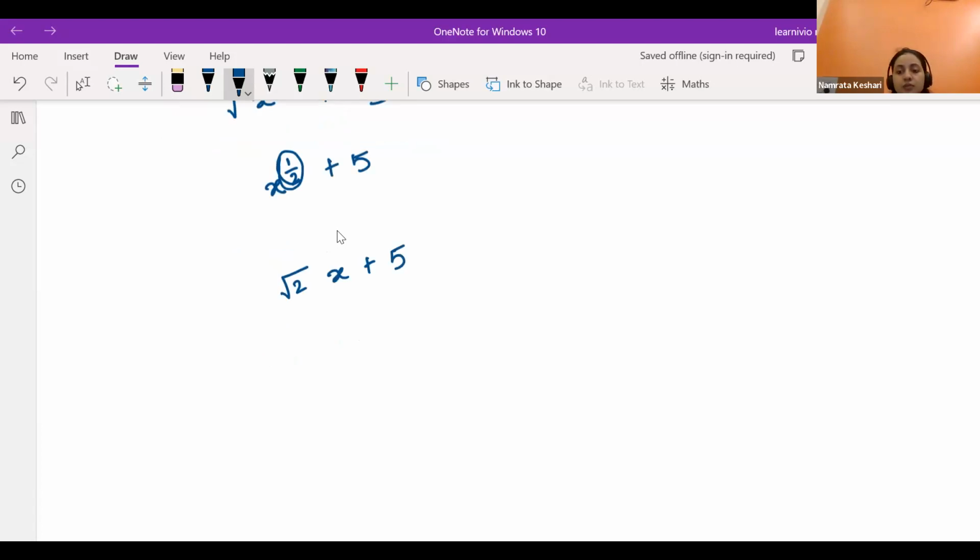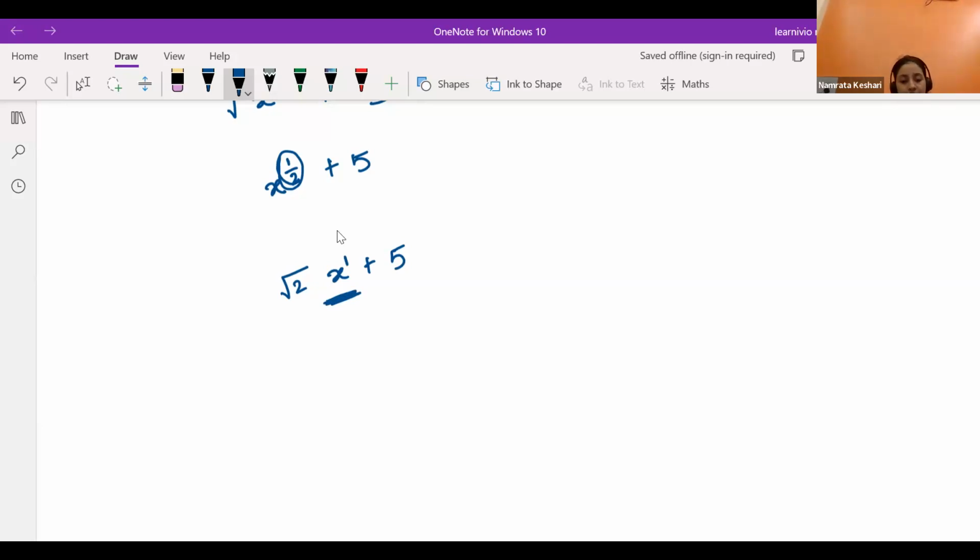Is it a polynomial? Yes, ma'am, this one is a polynomial because, again and again I'm telling you, the power of the variable, here the variable is x, the exponent of that is 1. Is that a whole number? Yes, we know that 1 is a whole number. Clear?